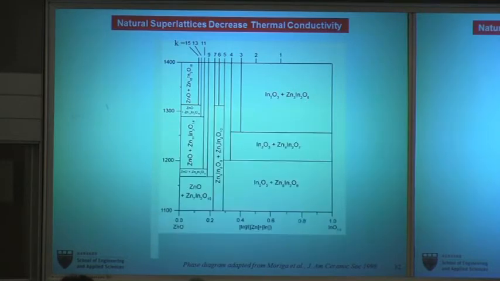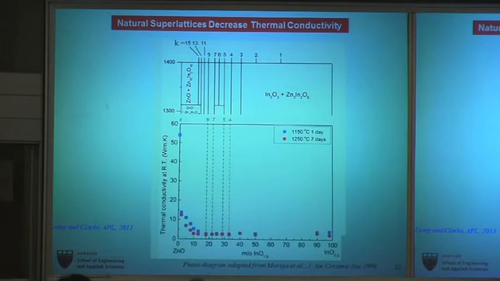So it's just superimposing some thermal conductivity data. In this case, materials made at, I'll just concentrate on the 1250 data. This is annealed 7 days at 1250. You see the thermal conductivity drops from pure zinc oxide. And then once you form the superlattice structures, the thermal conductivity is almost independent of composition.